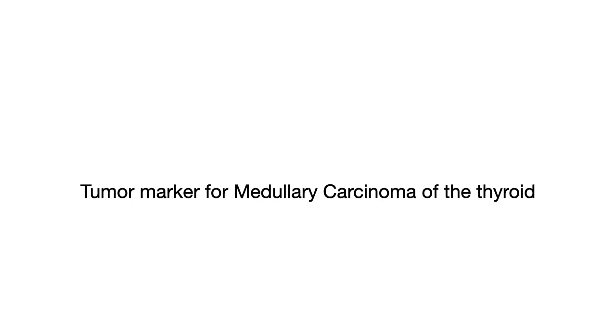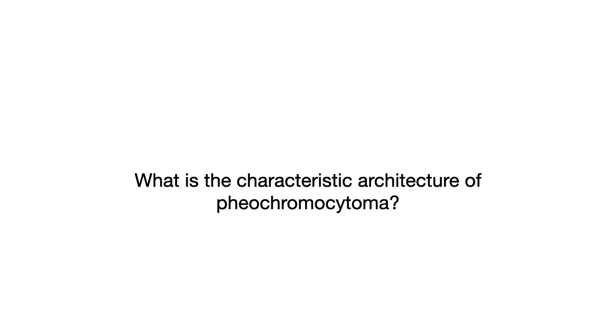What is a tumor marker for medullary carcinoma of the thyroid? Calcitonin. What is the characteristic architecture of pheochromocytoma? These are characterized by the presence of balls and nests of tumor cells, also known as the Zellballen appearance.